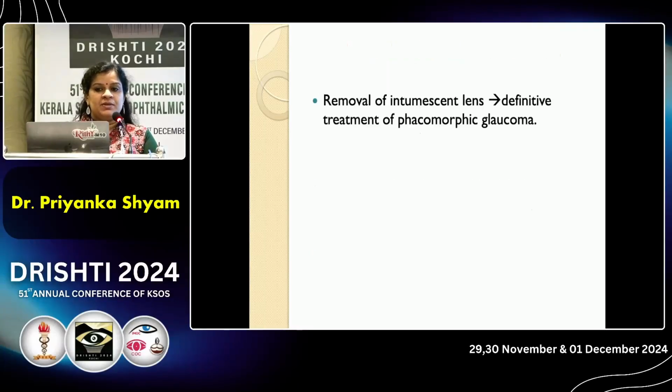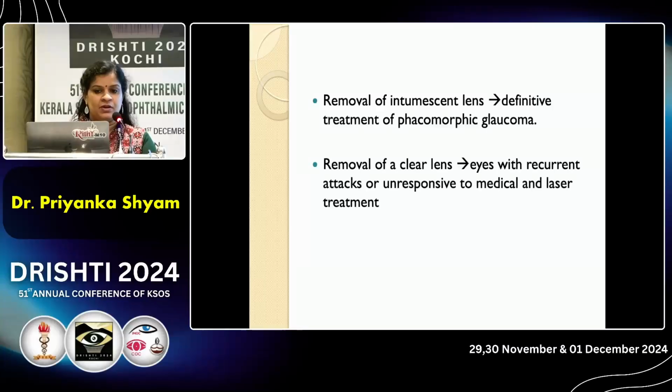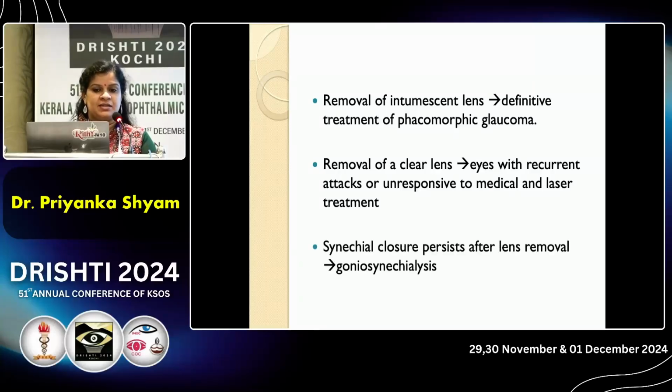So, removal of the intumescent lens is the definitive treatment of phacomorphic glaucoma. Removal of a clear lens is useful in eyes with recurrent attacks or those unresponsive to medical and laser treatment. However, synechial closure, if persisting after lens removal, should be treated by goniosynechialysis.